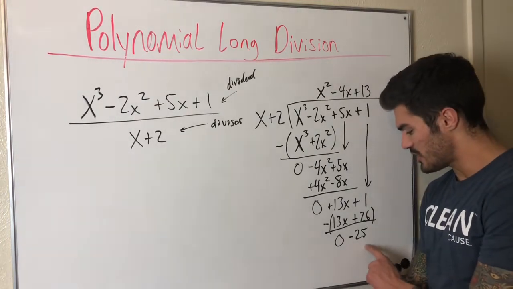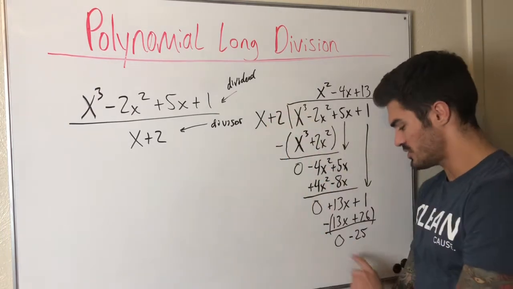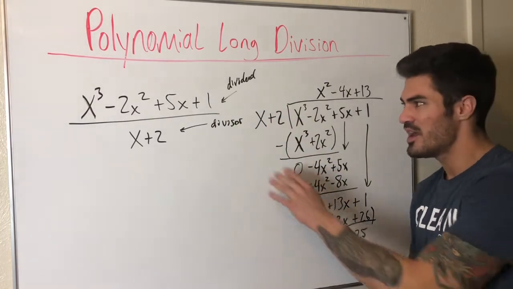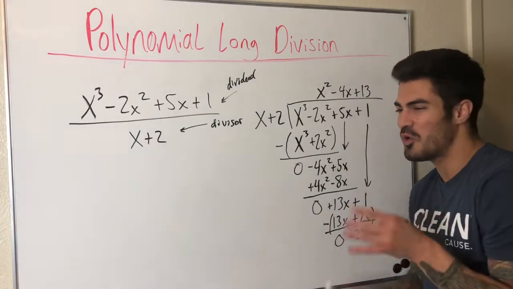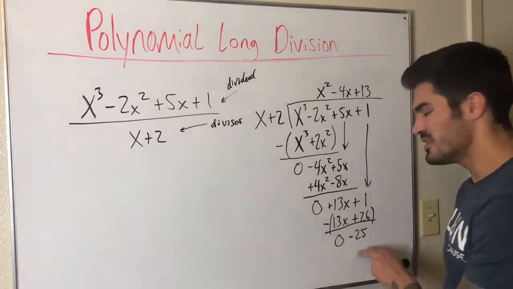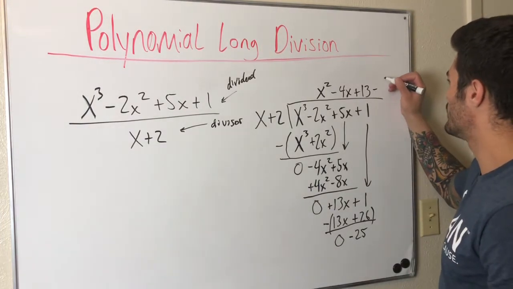And anytime you have something here where it's less of a degree than this, like first degree, this doesn't even have x's, right? I can't multiply x by anything to get this negative 25. It won't go into it, however you want to think of it. Then this is the remainder, right? Same idea as with just normal division.